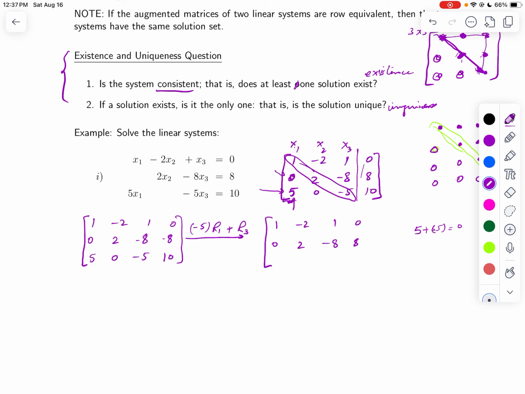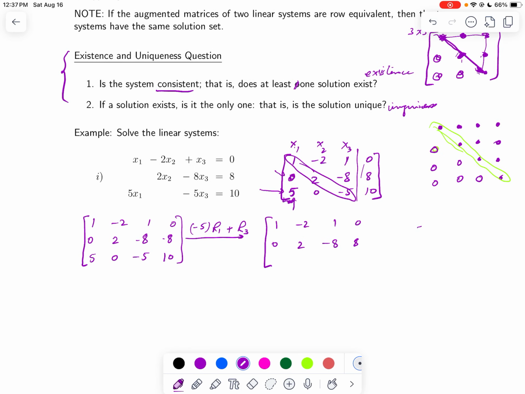Now you should be able to do it in your head. If not, you can go to scrap paper, or you can make a line here and do your rough work. So when I multiply the first row by negative 5, I get negative 5, 10, negative 5, 0. And now I have to add the third row to it. So I have 0, 5, 0, negative 5, 10. So when I add them, 0, 10, negative 10. Now I can bring it here.